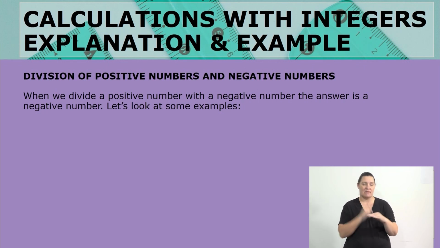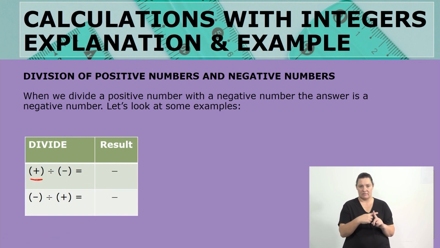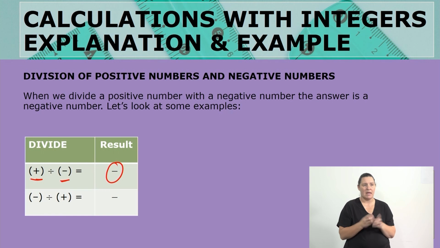All right, let's look at division of a positive number and a negative number. So when we divide a positive number with a negative number, the answer is a negative number. Let's look at some examples. So when we divide a positive divided with a negative, then the answer is going to be negative. Now, the same is true when we divide a negative number with a positive number.